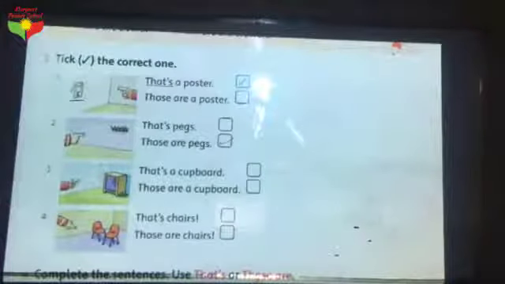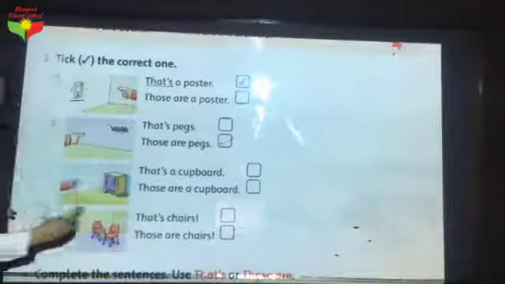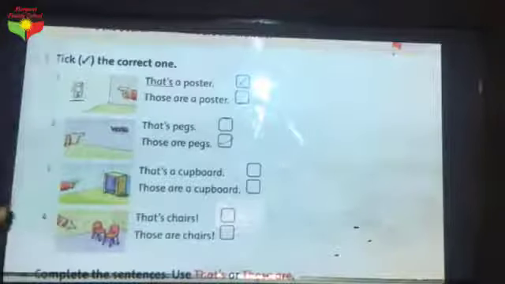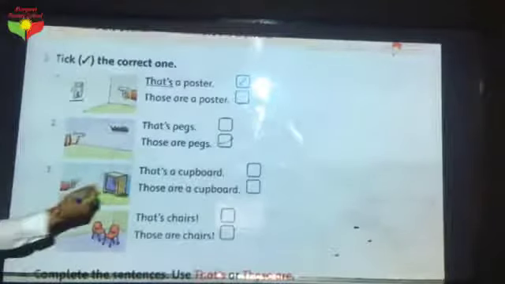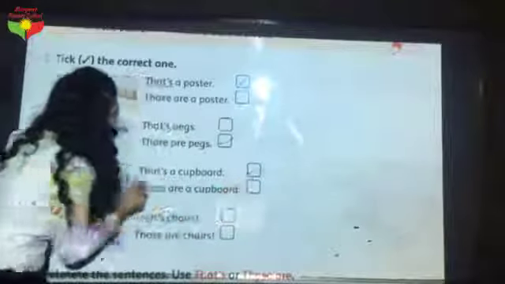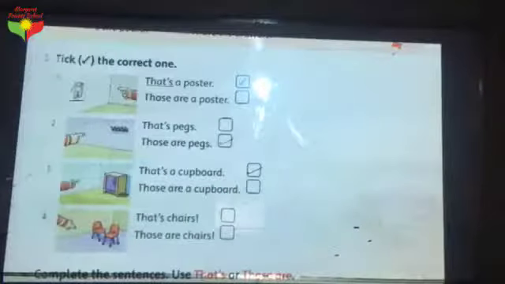Go to the third one. That's a cupboard. Those are a cupboard. We have only one cupboard. That is why we have to tick the first one. That's the cupboard. Now let's go to the fourth one.